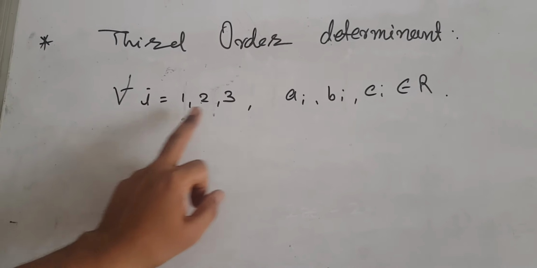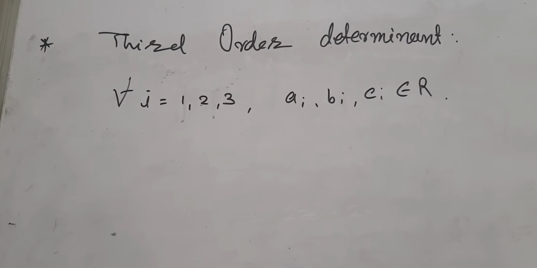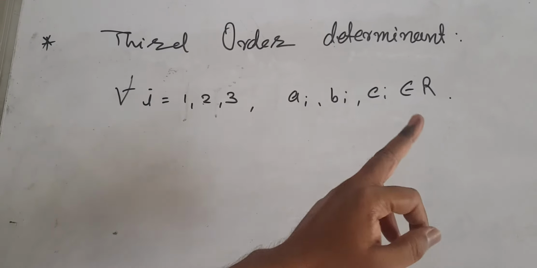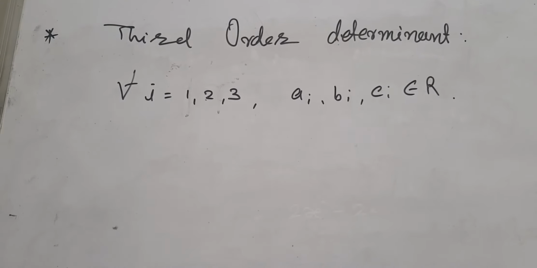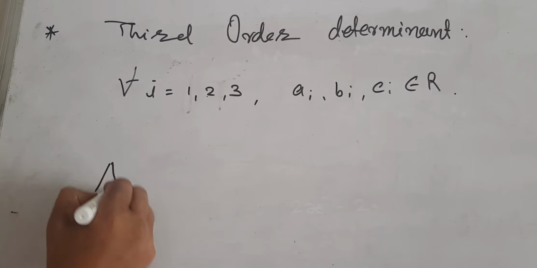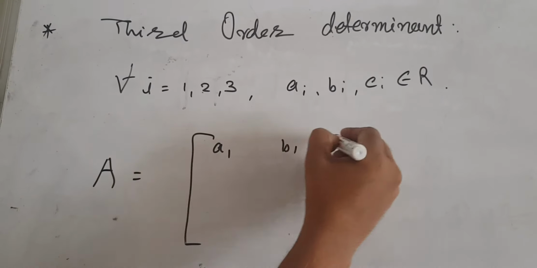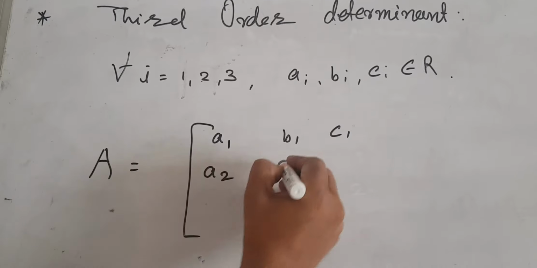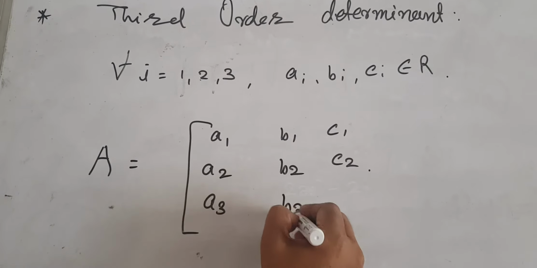मतलब i = 1 लें तो क्या होगा, एलिमेंट a1, b1, c1. i = 2 लें तो होगा a2, b2, c2. i = 3 लें तो होगा a3, b3, c3. Now I'm taking a matrix A first of all, then it will be like this: a1, b1, c1, a2, b2, c2, a3, b3, c3.